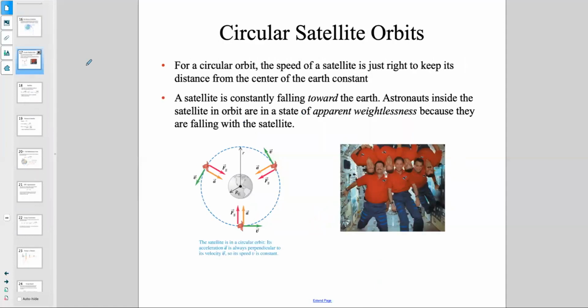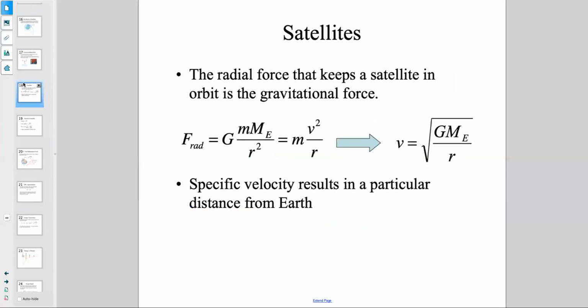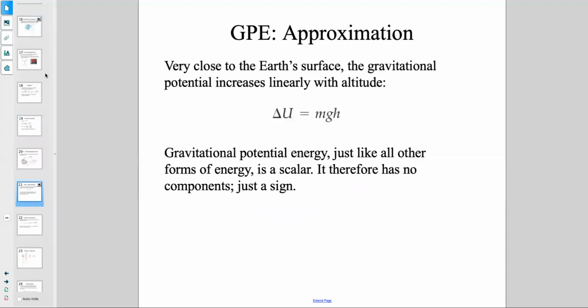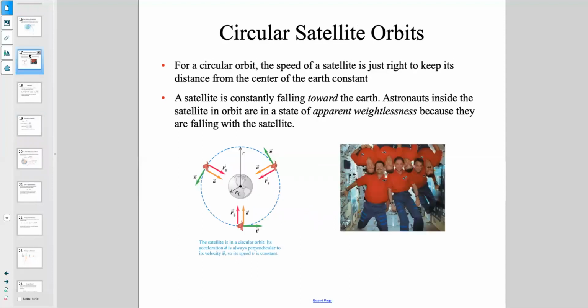Circular satellite orbit, and I think this is the part where I would like to stop and leave the rest for part 2 of the video. But let me go over this one last slide. For the circular orbit, the speed of a satellite is just right to keep its distance from the center of the Earth constant. This is very important. In other words, it's not going up or going down. It keeps the same distance from the Earth.